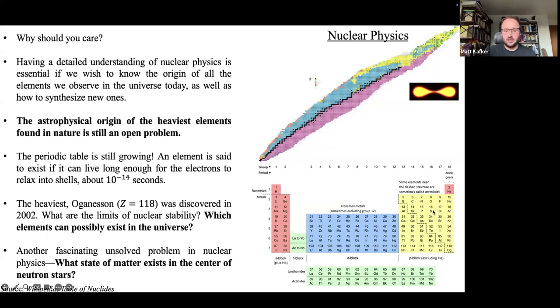And the other thing is that the periodic table of elements is still growing. It's often depicted like this, as if this is the end all and be all of elements in nature. And in fact, it's not true. There are nuclear physicists working on the problem of superheavy element synthesis, trying to figure out if you can build elements heavier than the heaviest one on the periodic table here. 118, oganesson, was discovered in 2002. So it's conceivable that we can keep going beyond this, and this is a topic of active study.